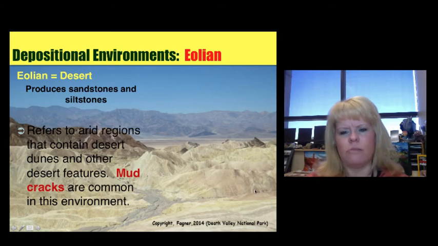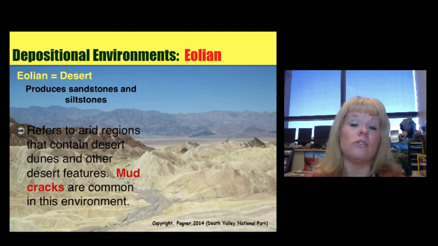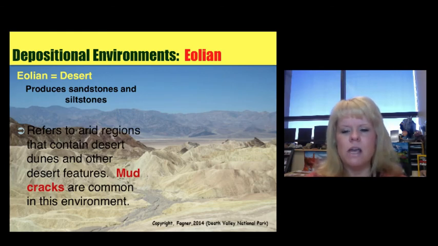I took this on my sabbatical at Death Valley National Park, and I might tell you that it's 126 degrees out here, literally, when I was taking this picture. And I can tell you it was hot. It was very hot and very dry. And that's the characteristic of an Aeolian environment.